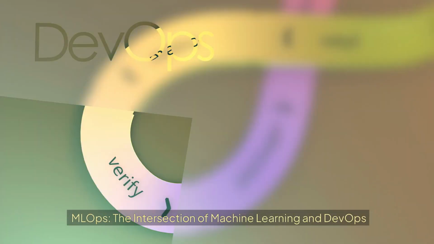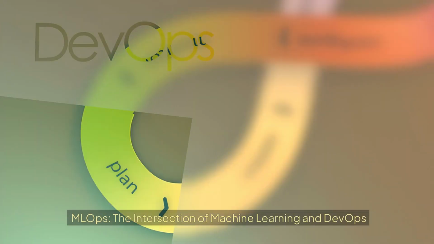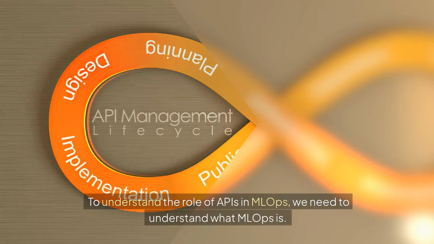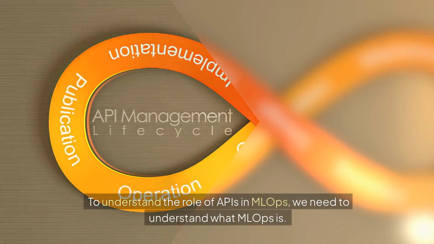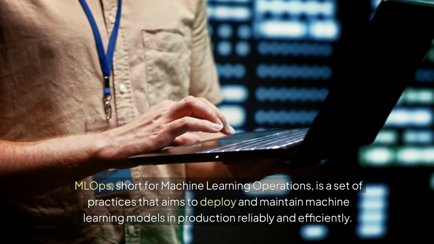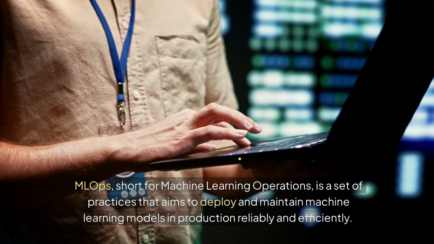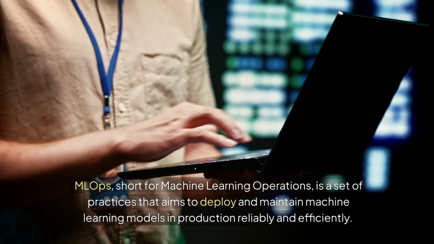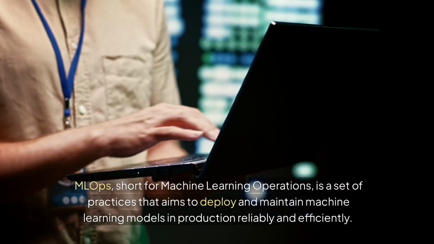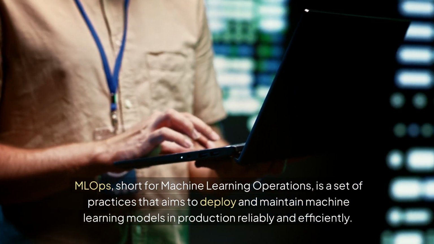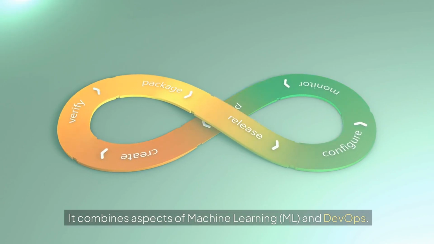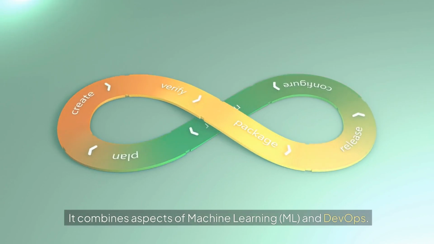MLOps, the intersection of machine learning and DevOps. To understand the role of APIs in MLOps, we need to understand what MLOps is. MLOps, short for Machine Learning Operations, is a set of practices that aims to deploy and maintain machine learning models in production reliably and efficiently. It combines aspects of machine learning, ML, and DevOps.